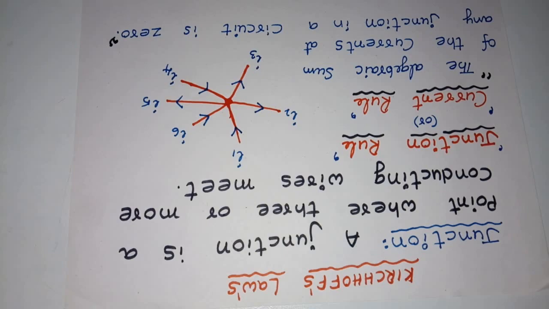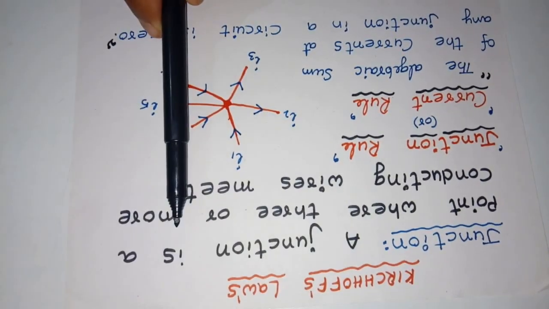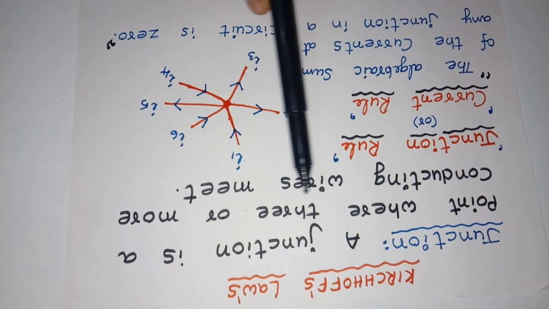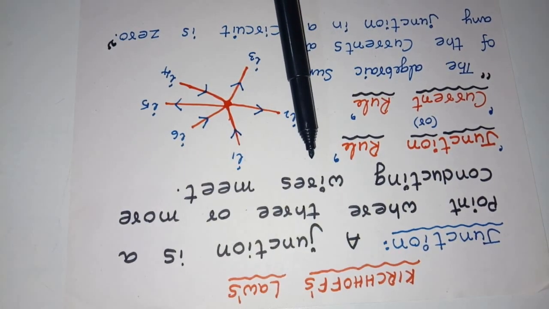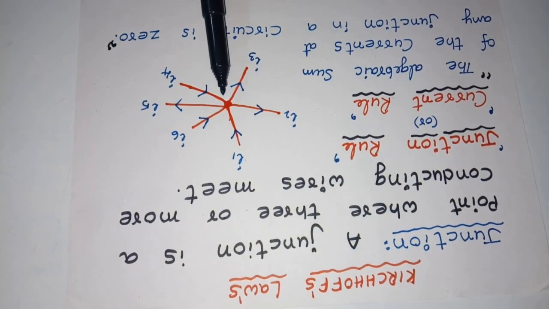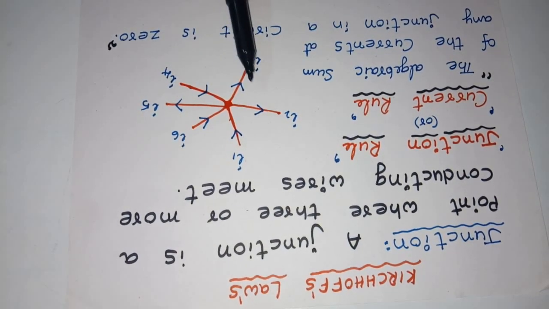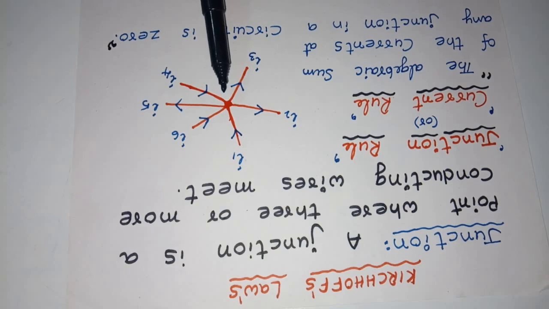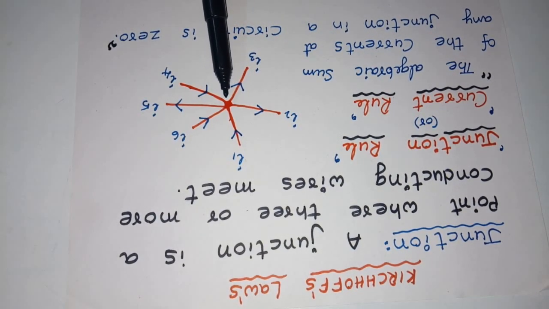Let us try to understand what a junction is. A junction is a point where three or more conducting wires meet. So here we have a junction. If you observe carefully, six conducting wires are meeting at one point. So this is called a junction.